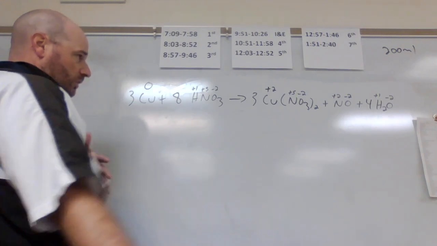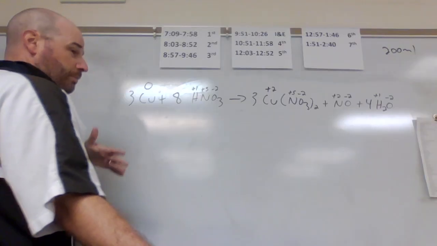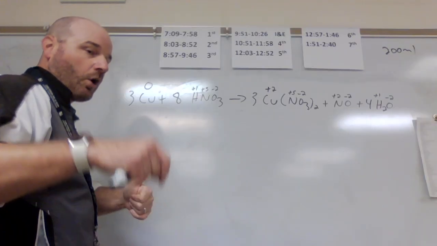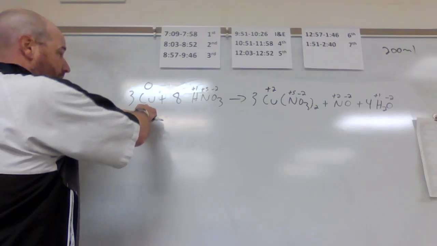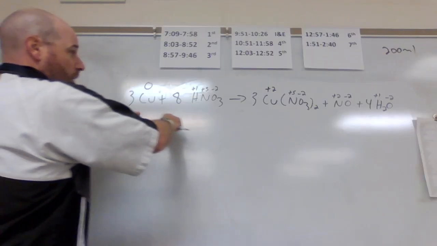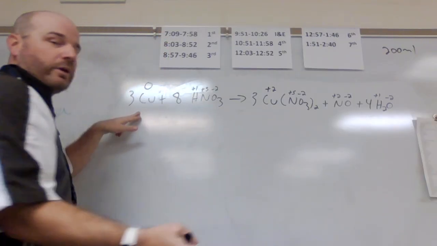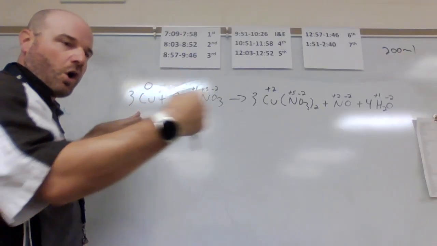So starting with oxidation, that would be an increase in our oxidation number. So we start with copper right here. We have copper at 0, and we're going to check it over here. We see that it went up to +2. So it went up. All right, that means it has lost electrons.